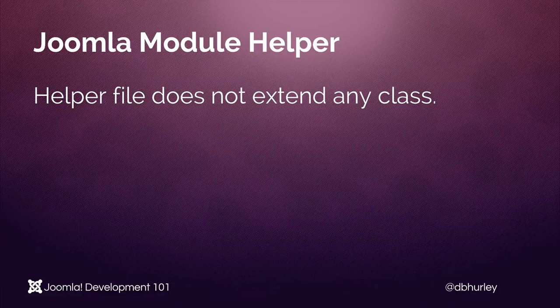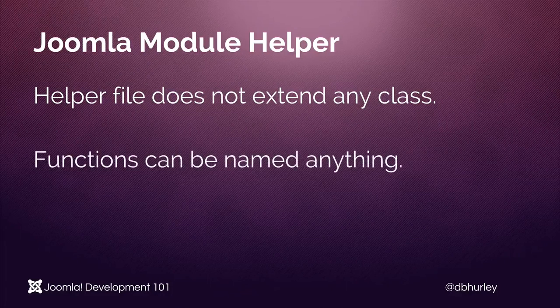First, the helper file does not need to extend any class. It can be a simple standalone PHP class, and you can instantiate it or call static functions from your module. Secondly, unlike with the plugin, in the Joomla module helper, the functions can be named anything, there are no naming requirements, and they can be instantiated or called any way that you desire.